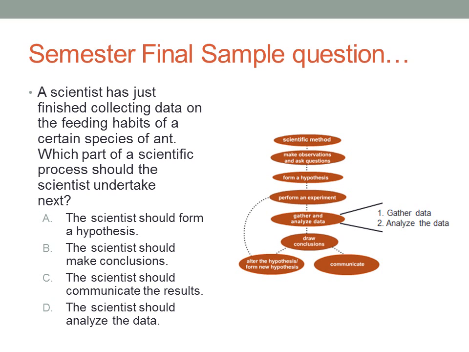So here's a sample question. A scientist has just finished collecting data on the feeding habits of a certain species of ant. Which part of the scientific process should the scientist undertake next? Should it be A, the scientist should form a hypothesis, B, the scientist should make conclusions, C, the scientist should communicate the results, or D, the scientist should analyze the data?